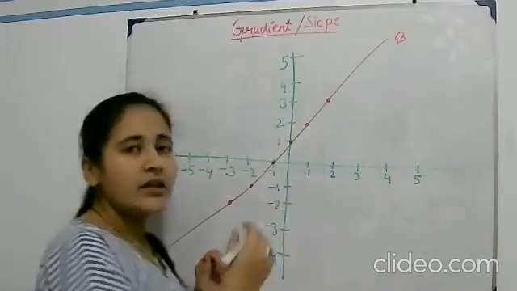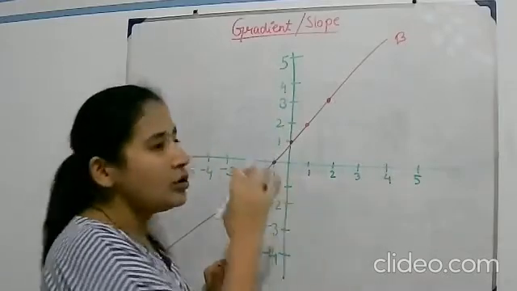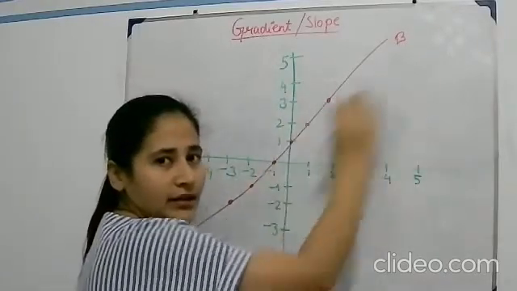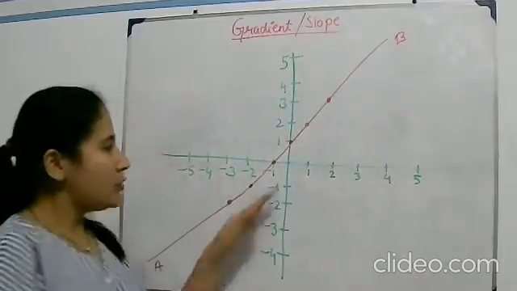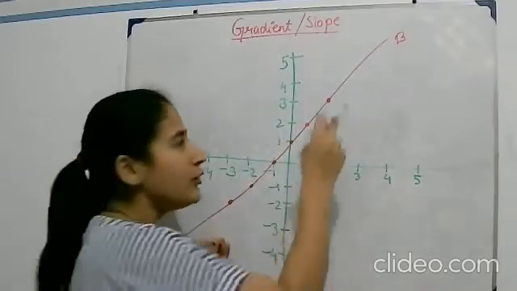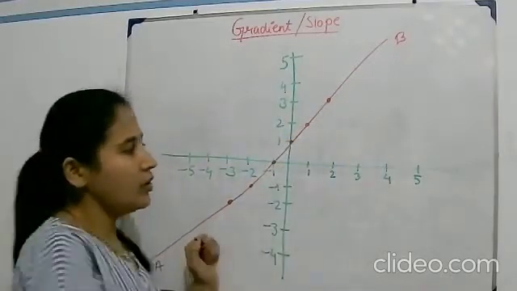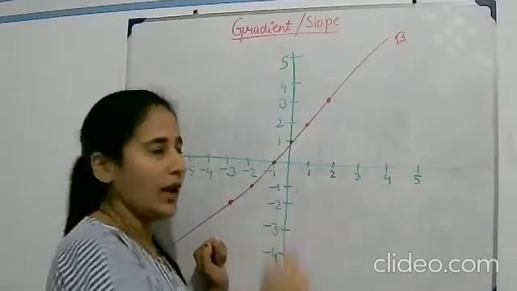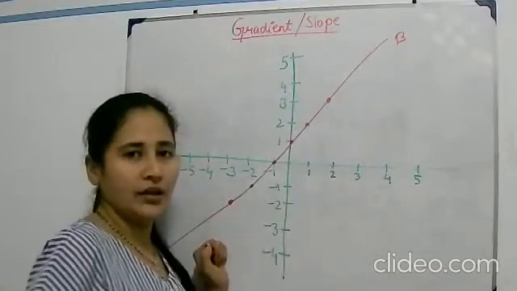For finding the slope of any line, the first step is to take any 2 points on this line. Put any 2 points on the line. I put so many points to show you that from any 2 points you will get the same value. So you can take any 2 points on the line. Let's take 1 point here, another point here.